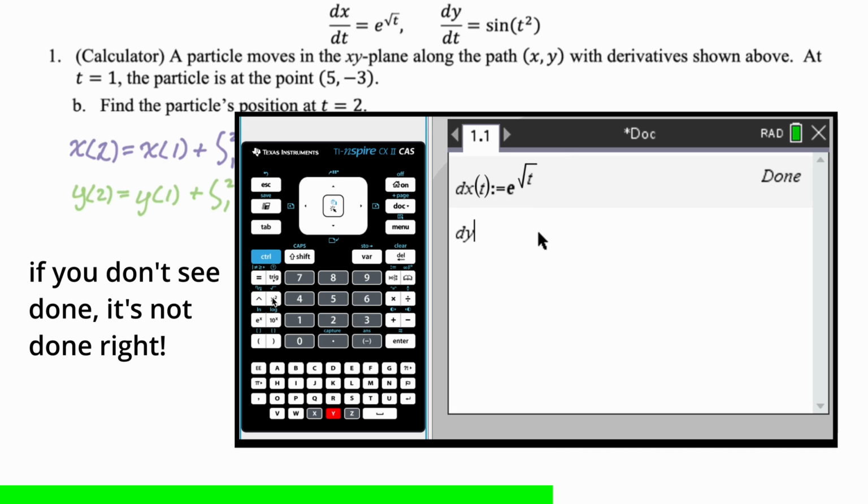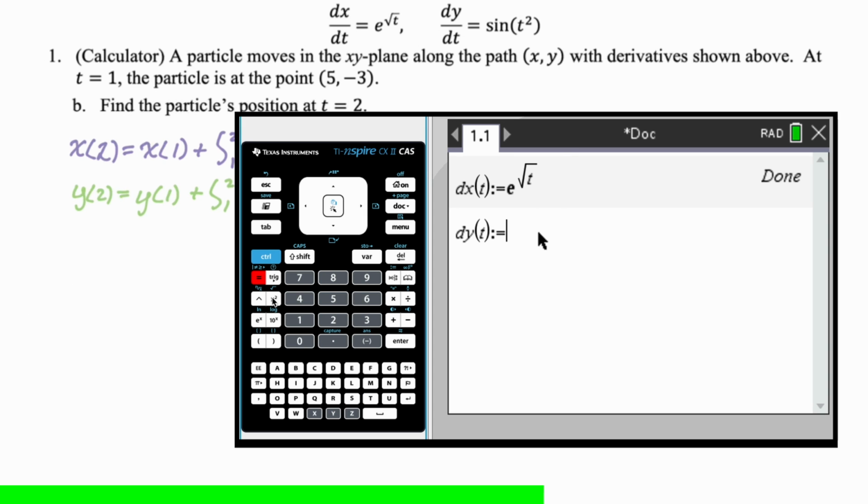Let's store dy. So dy of t is going to be sine, which you can use the trig key for. I don't really want to. And then t squared. All right, so we're good with that. So we've written down our accumulation functions. What I'm going to do is I'm just going to have the calculator now kind of get the answer for us, right? So x of 1, we're told in the problem, is 5.